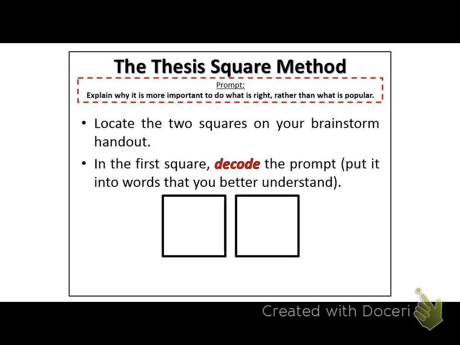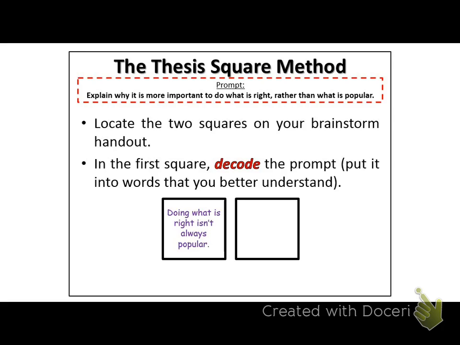The prompt is to explain why it is more important to do what is right rather than what is popular. If I decode this statement, I'm going to say that doing what is right isn't always popular. I'm not regurgitating the thesis, and I have put it in my own words, and I've also made it easier for me to manage and understand what I want to cover in my paper.